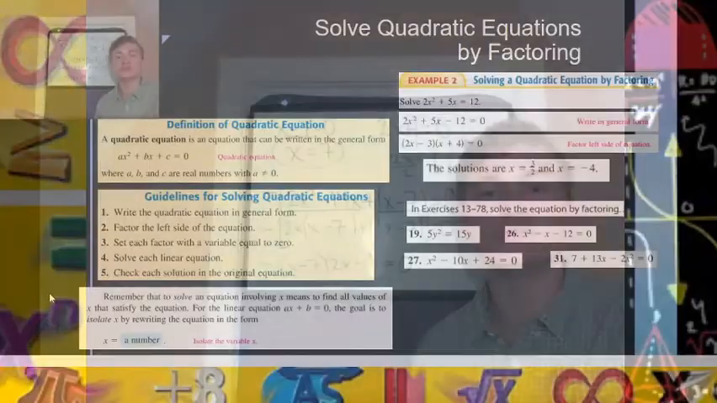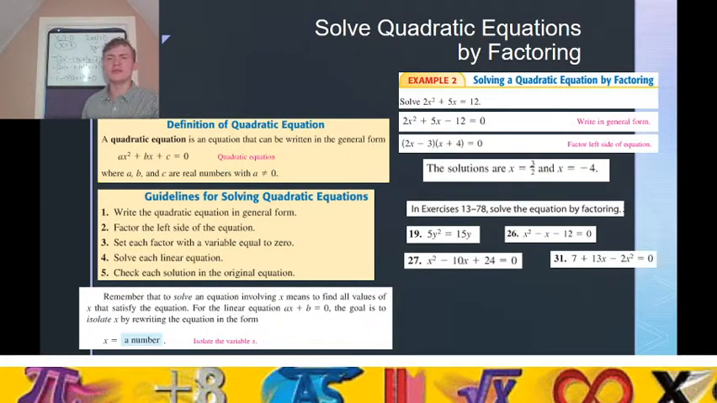We can check these solutions as well. Checking 7 will be a little bit easier. So for funsies, I'm going to check the solution negative 1/2 for number 31. And just learning to work with fractions because there's beauty in working with fractions. 7 plus 13x, where x is negative 1/2, minus 2x squared.